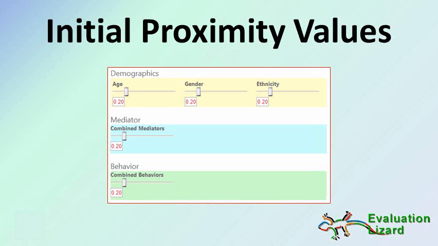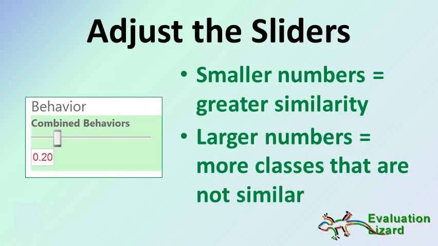The Configure Proximity Values page allows you to select how similar you want comparison classes to be. You can adjust how similar you want age, gender, and ethnicity to be, how similar you want pretest mediating variables to be, and how similar you want pretest behaviors to be. To start, all proximity values are set to 0.2. If you want comparison classes to be more similar to yours, move sliders to the left. If you want to include increasingly dissimilar classes, move sliders to the right. You can type numbers in the boxes instead of using the sliders.